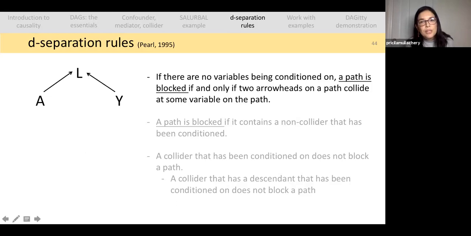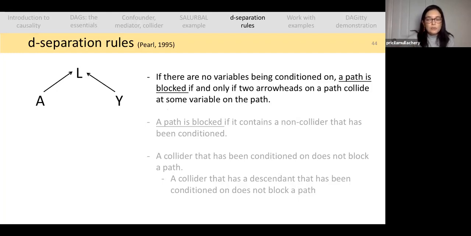So the first rule is this one. If there are no variables being conditioned on, a path is blocked if and only if two arrowheads in a path collide at some point on the path, right? So basically, this is a classic example of a collider. This is not being conditioned on, but this path is already blocked because I have these two arrows converging. Okay, this is the first rule. So I don't need to do anything about this path. This path is already closed.